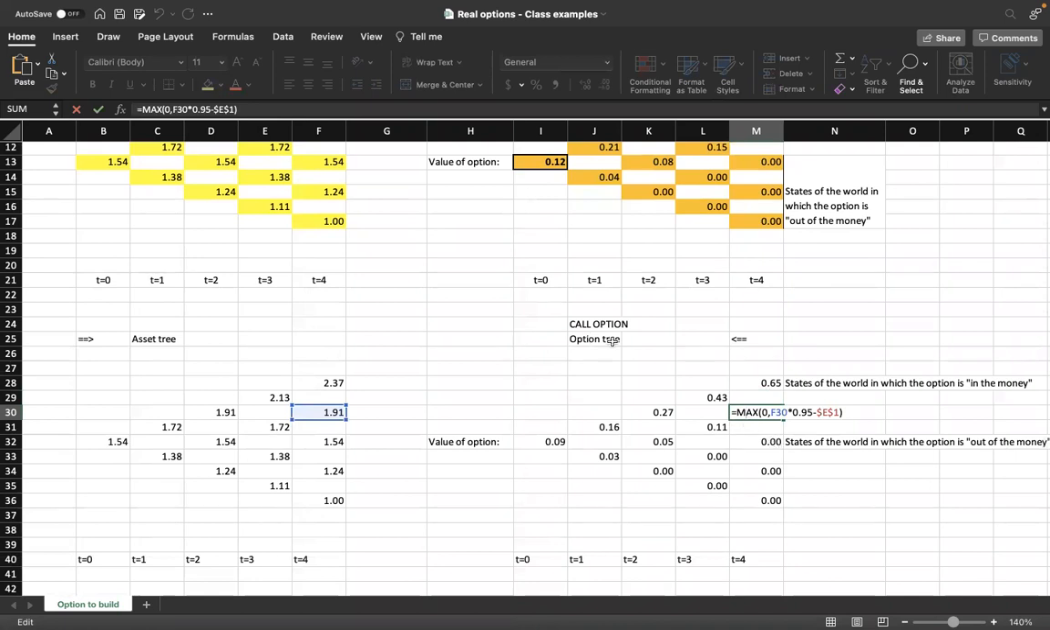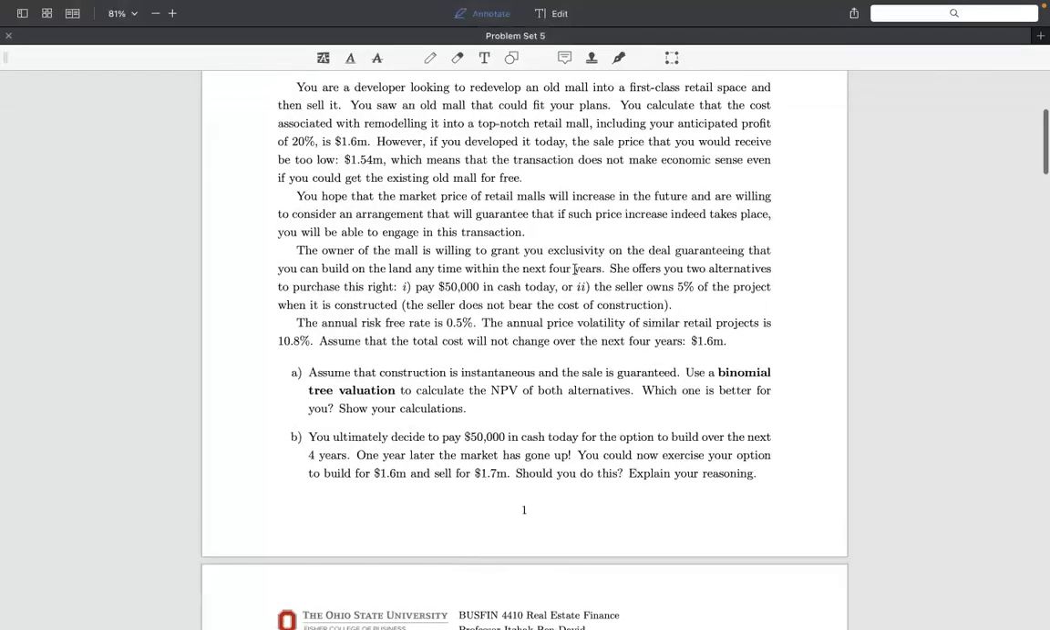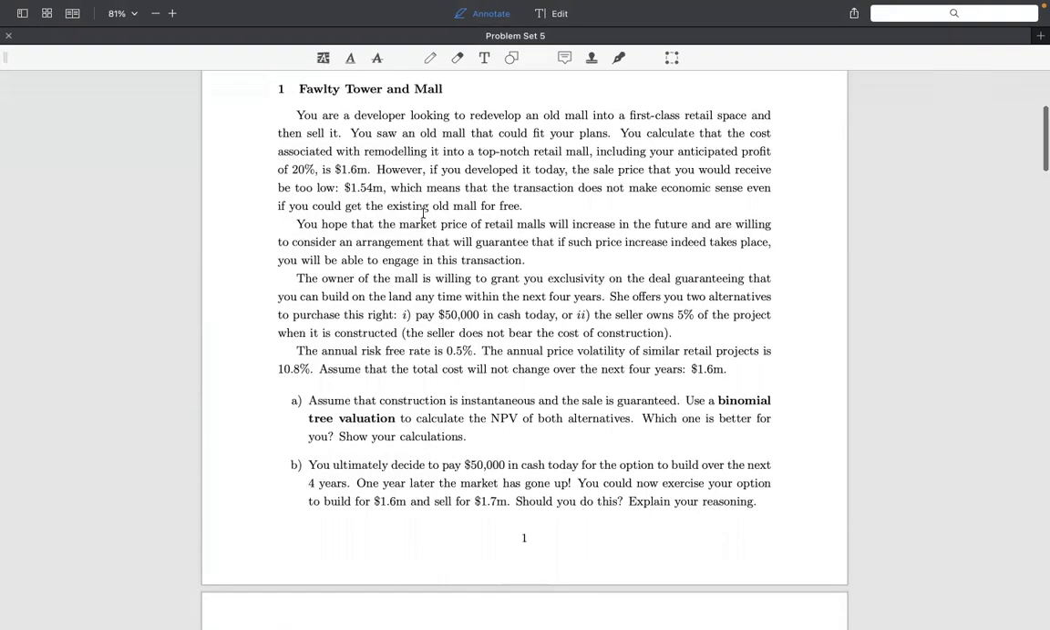This one is the same. There is a 95%. And this one, the same, 95%. So in the question, I remember it says somewhere that you can choose to build anytime. Yeah, you can build on the land anytime within the next 4 years. So actually the 95% I just did in the Excel takes into account this situation.